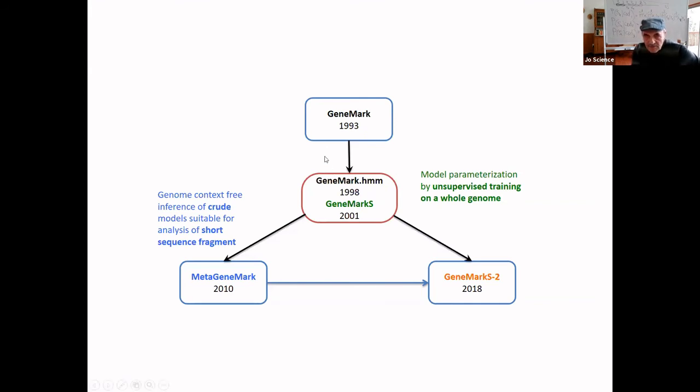So what I described for you is so-called supervised training, supervised estimation of parameters, but we can go without it. We can make a self-training algorithm that we published in 2001, called GeneMark S. Further, the ideas in GeneMark S were also instrumental for developing the algorithm for MetaGeneMark and for a new version of GeneMark S, which came to life much later. The difference between GeneMark HMM and GeneMark S is that GeneMark S is self-training. It's unsupervised training on genomic sequence.